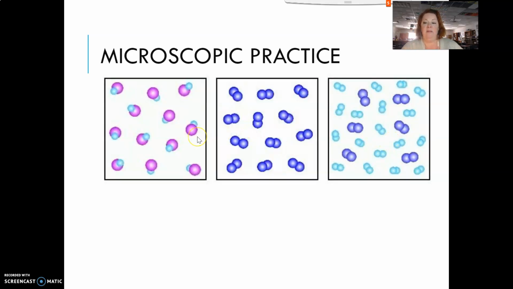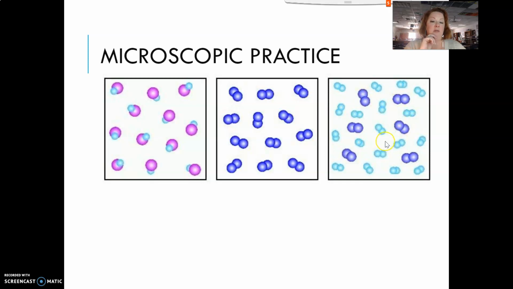Okay, the one on the left, pure substance, not a mixture, and those are compounds. The one in the middle, even though those are the same atoms, they are chemically combined. We will learn about 7 elements that like to be in pairs. So this would be a compound.